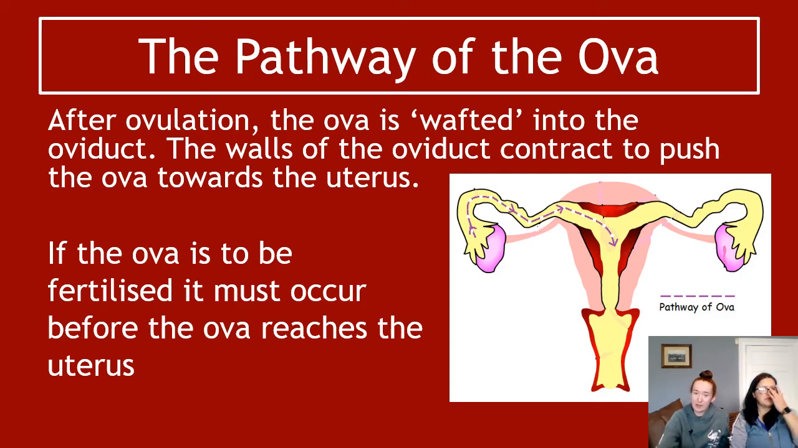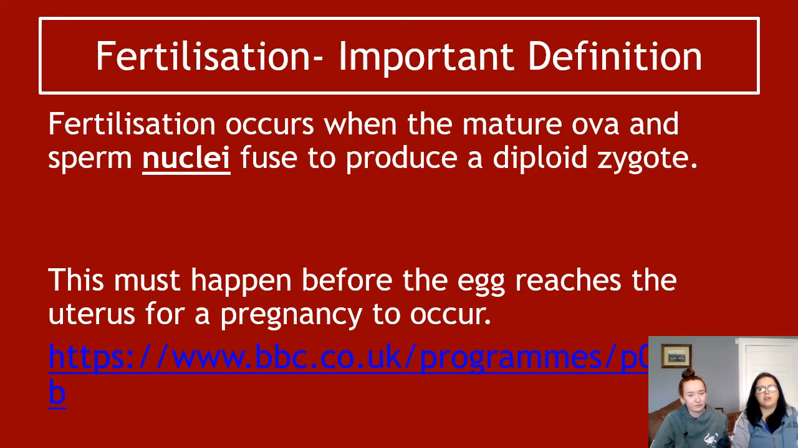So if the ova is fertilized, obviously if it meets the sperm within the oviduct, then it will become fertilized, a zygote will form, and that's when it can implant. And if it doesn't, it will just continue on its happy way through the uterus, and then that's when it will be released.